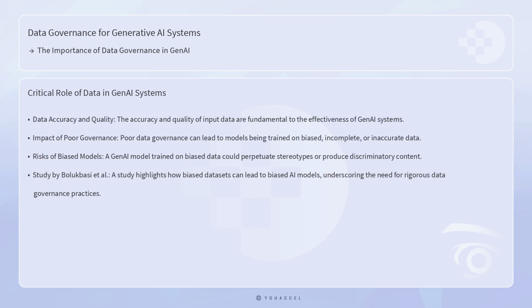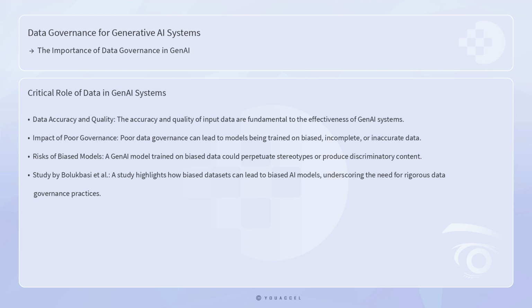The accuracy and quality of input data are fundamental to the effectiveness of GenAI systems. Generative models, such as those used in natural language processing, rely heavily on the data they are trained on to produce coherent and relevant outputs. Poor data governance can lead to models being trained on biased, incomplete, or inaccurate data, resulting in outputs that are misleading or harmful. For example, a GenAI model trained on biased data could perpetuate stereotypes or produce discriminatory content.